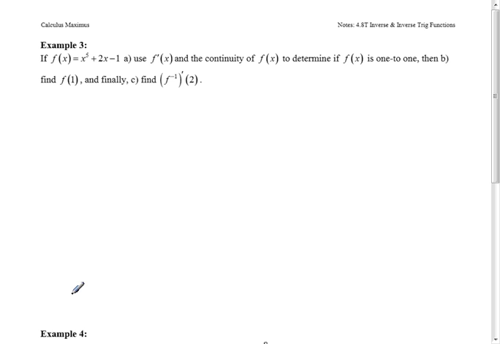Okay, so then we have a few more problems that we can do. These aren't too bad. Use f prime of x and the continuity of f of x to determine if it's 1 to 1. Alright, so I guess we have to take the derivative of this function. So we get 5x to the 4th plus 2 for f prime of x. Well, in this case, can this function be negative at all? No, it can't.